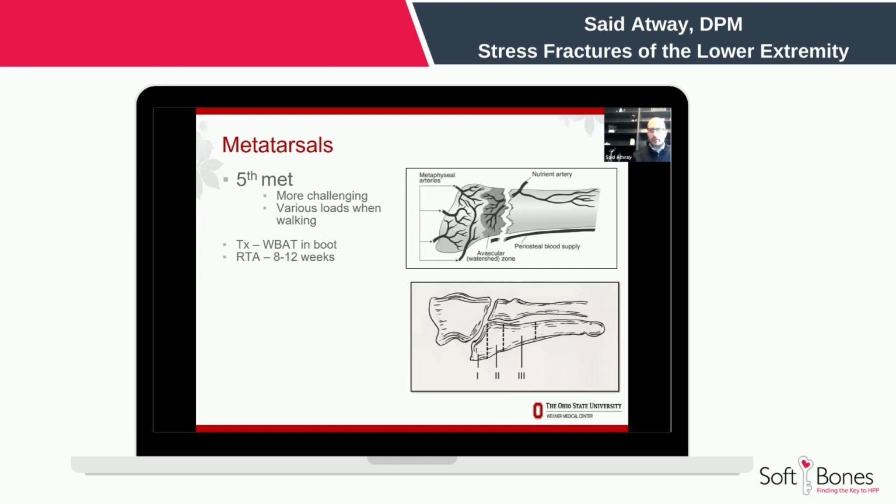So the fifth metatarsal is the most outside bone behind the big toe.